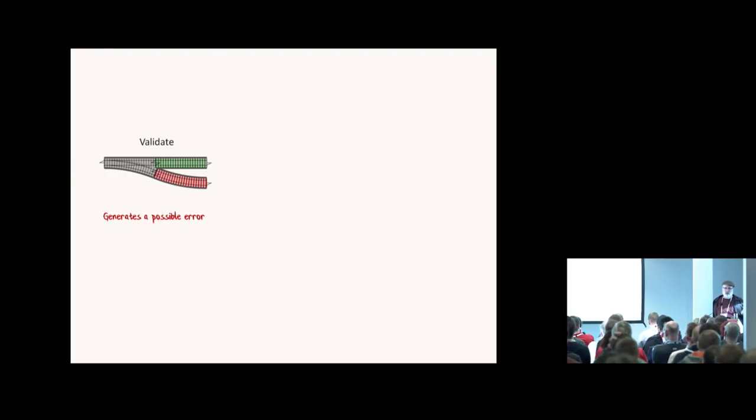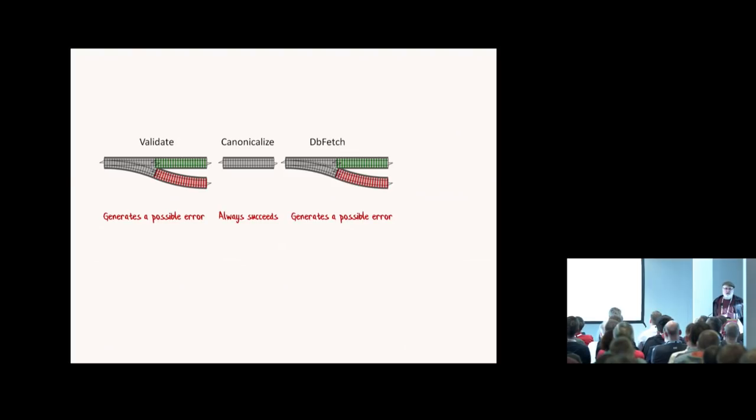The validation function might return an error, so it's going to be one of these monadic, points functions. When you canonicalize an email, like lowercasing it or stripping out, trimming blanks, that's always going to work. When you fetch a record, that might be an error. When you update a record, that might not return anything. It might be the equivalent of a void function.